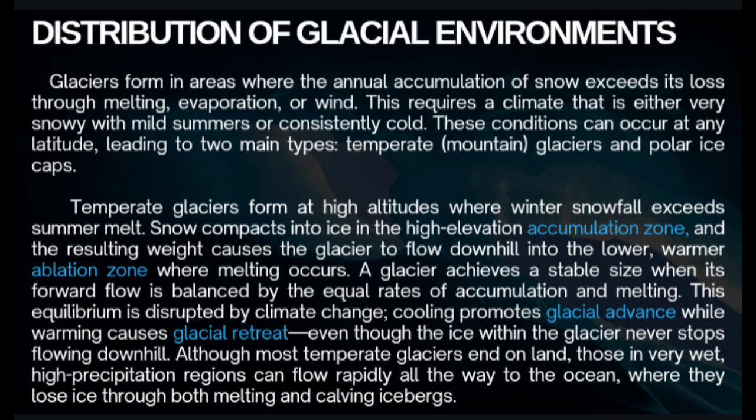Even though the ice within the glacier never stops flowing downhill, although most temperate glaciers end on the land, those in very wet, high-precipitation regions can flow rapidly all the way to the ocean, where they lose ice through both melting and calving icebergs.